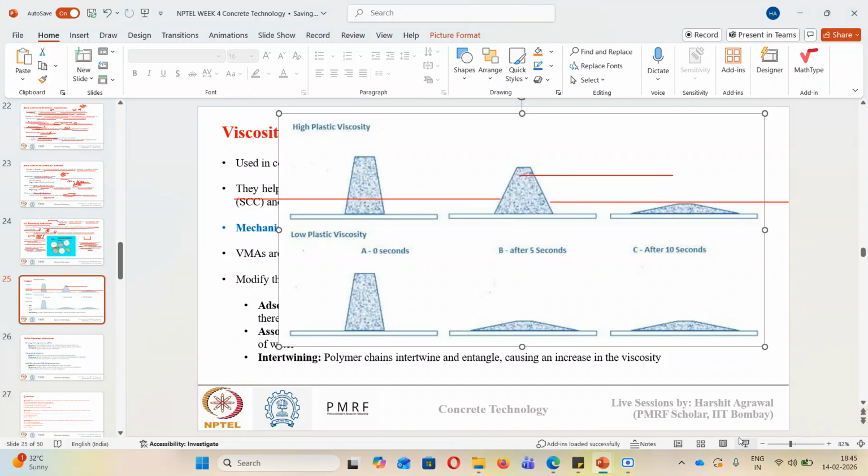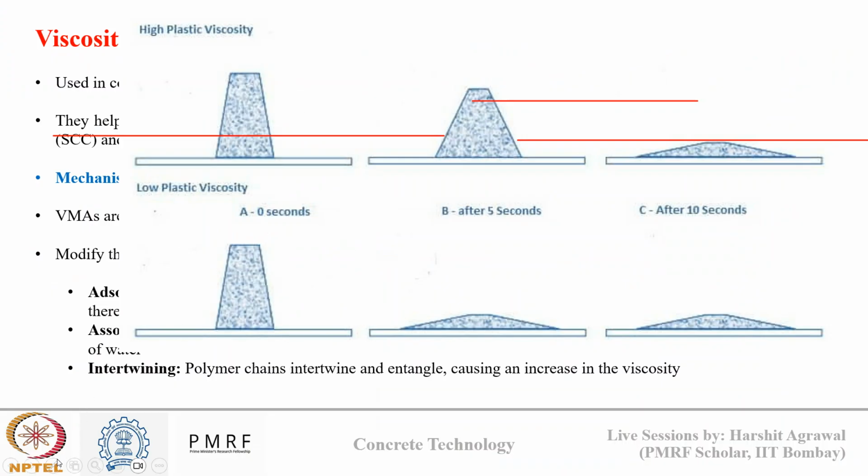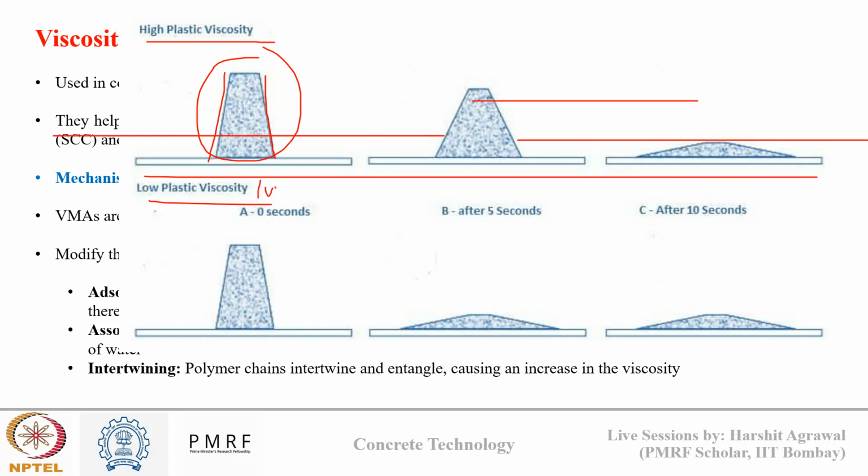Okay, so if you see here, I have a concrete which has an initial slump like this. At 0 seconds, when I place the slump cone, my concrete had this shape, and this is highly viscous concrete. Okay, first see the second part. This is a concrete without viscosity modifying admixture. What happens at 0 minutes? It has a slump shape like this, and as soon as I remove the slump cone, the entire concrete will settle down, due to the action of gravity.